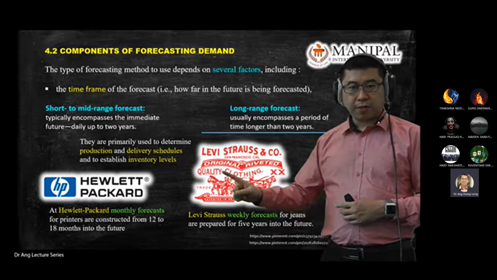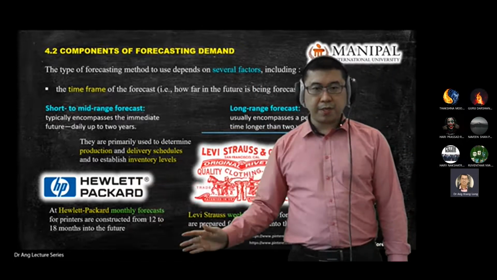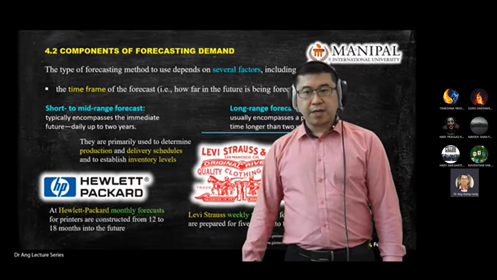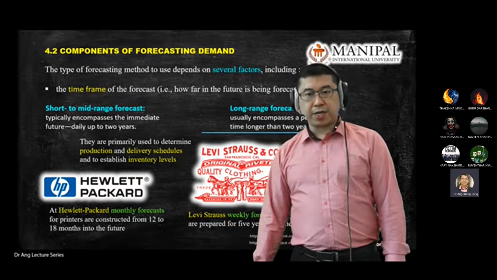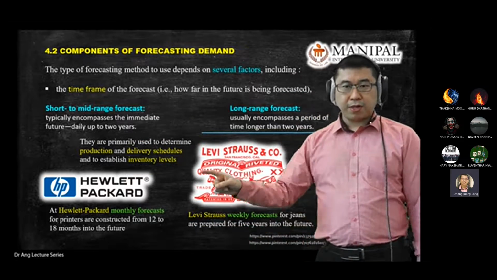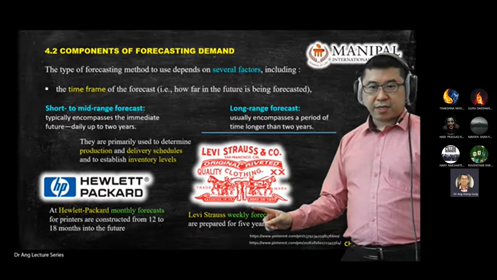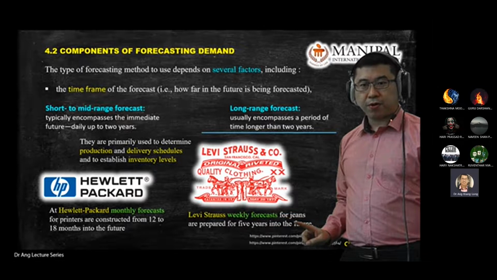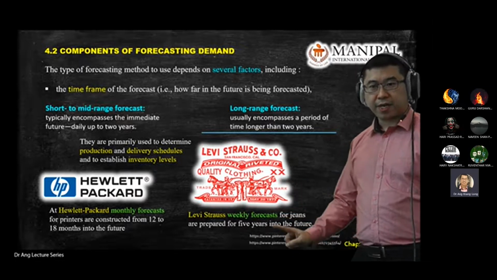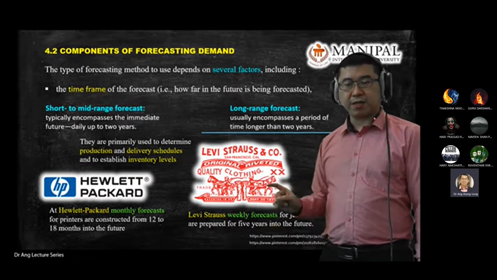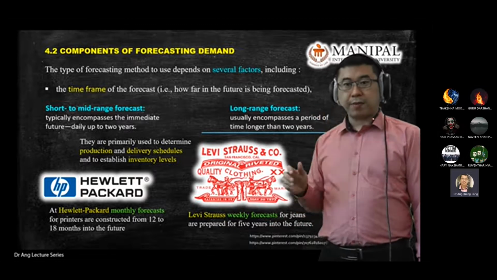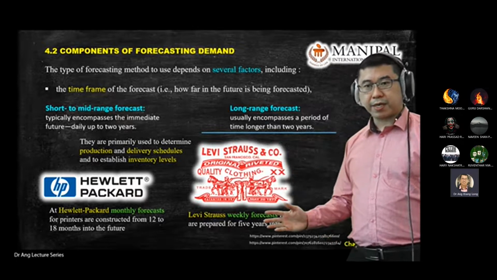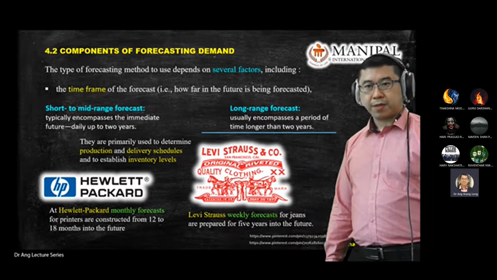So these are the two examples. One is HP, monthly forecast, used for the next year projection for their printer production. Another is the jeans brand. This company uses weekly forecast and prepares for 5 years ahead. It means they're really serious in the business. They really want to be one of the top brands, and they always keep up with the customers, right?